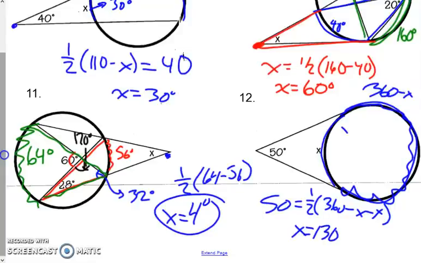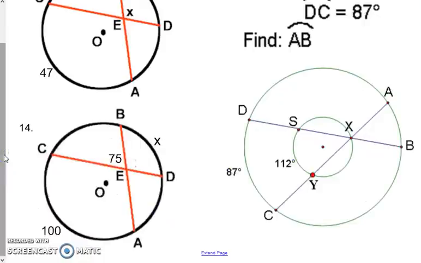Or you can remember that this is an ice cream cone and say, oh, so the angle and the close arc have to be supplementary, so the close arc is 130 degrees. If you remember that ice cream cone thing, it'll save you some time. Okay, just want to do a couple more here.